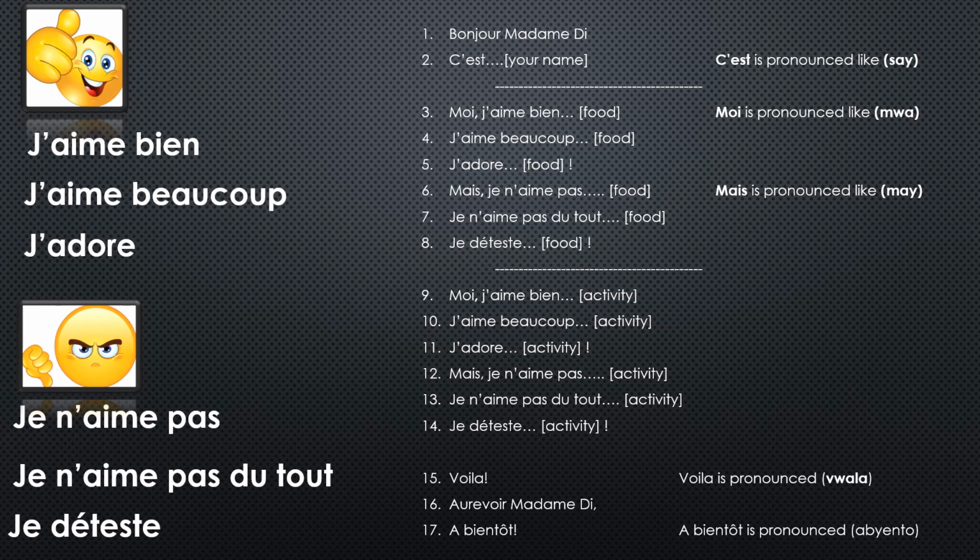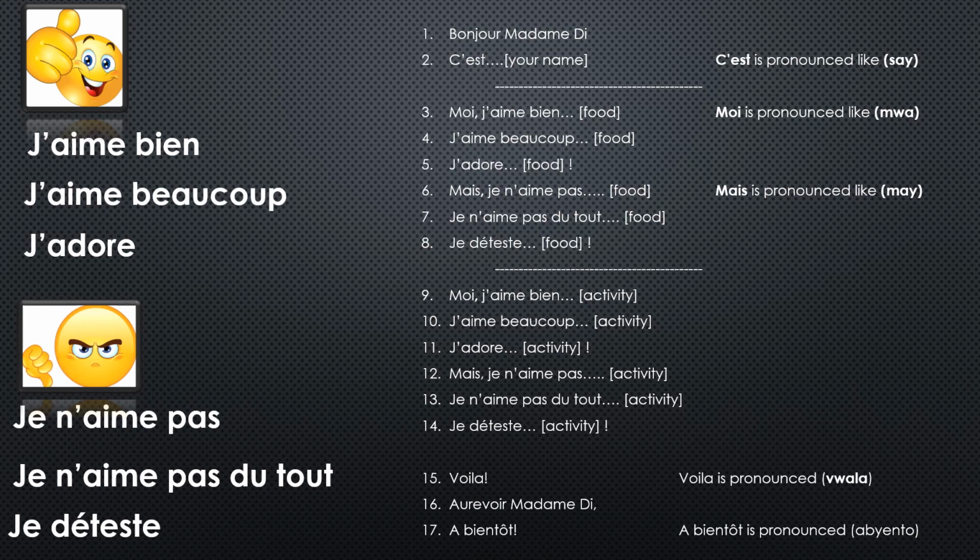So what I would like you to do when it comes to activities and hobbies, I would like you to express 1 activity that you like with the expression j'aime bien, 1 activity that you like a lot with the expression j'aime beaucoup, and 1 activity that you love with the expression j'adore. Then I would like you to share with me 1 activity that you dislike in general with the expression je n'aime pas, 1 activity that you do not like at all with the expression je n'aime pas du tout, and 1 activity that you hate with the expression je déteste.